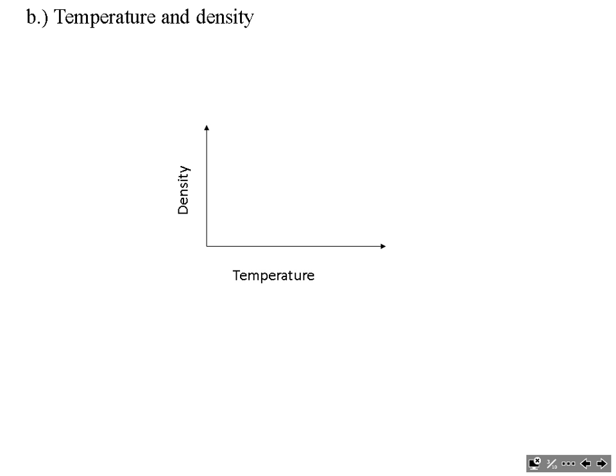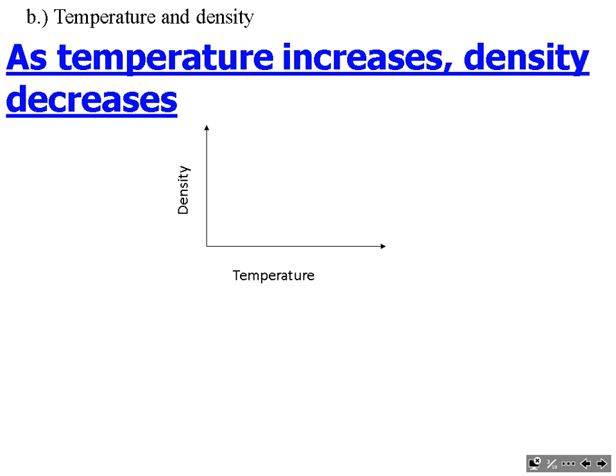Our second relationship is the relationship between temperature and density. As temperature increases, density decreases. Warmer materials are lighter, they're less dense, and that's why they rise. That's why warm air rises, because it's less dense. And cold things sink, so cold air will sink.